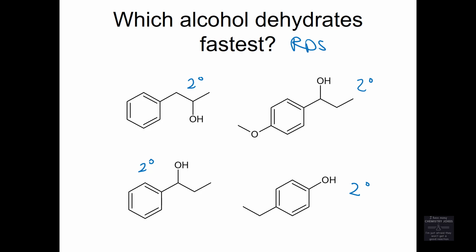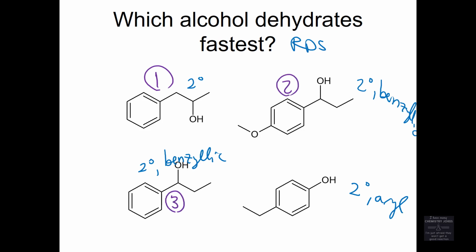The top right corner is also benzylic, would also make a benzylic carbocation. The bottom left is benzylic, and the bottom right is aryl. So already I can say 1, 2, 3, 4, just giving these numbers, maybe I should have given them letters, but I can say 4 is the worst because aryl carbocations are terrible. Number 1 is next because it's not benzylic. And then between 2 and 3, I need more information.